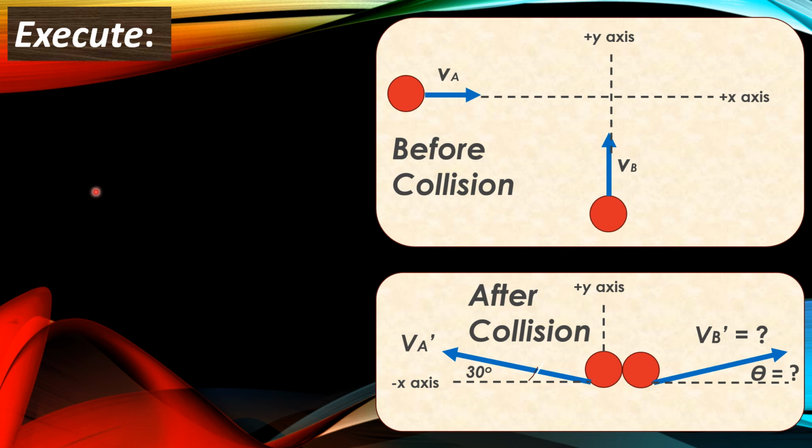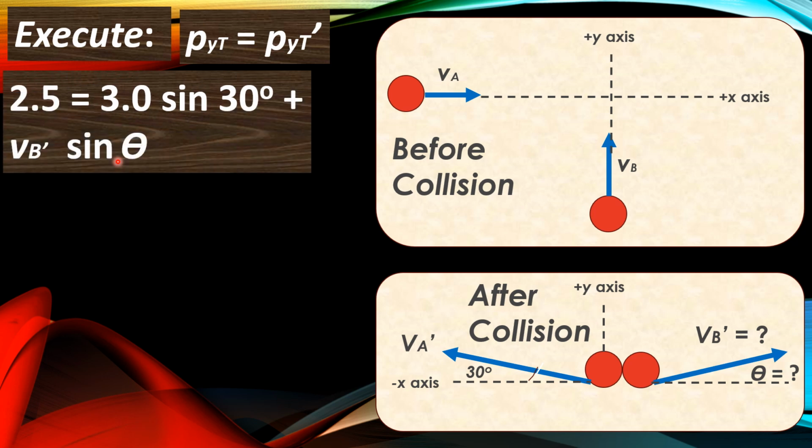We also apply the law of momentum conservation for the y components of the momenta of particles A and B. Only particle B has an initial y component of momentum, which we simply express as 2.5 meters per second, because the constant mass m has already been cancelled out. And this is equated to the y component of particle A's final momentum expressed as 3.0 meters per second times the sine value of 30 degrees.